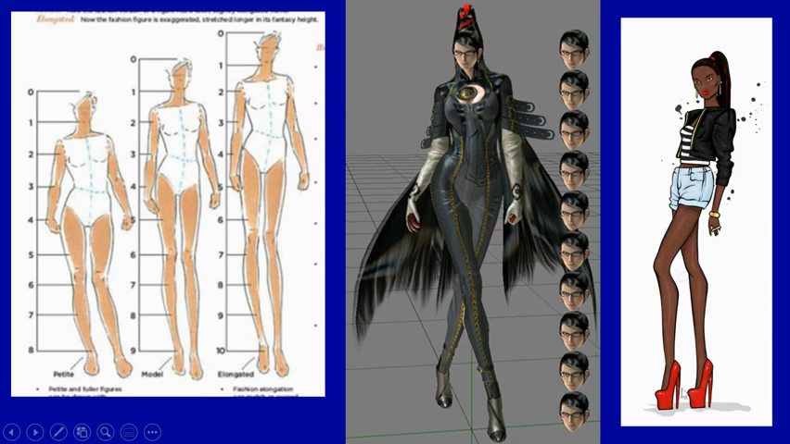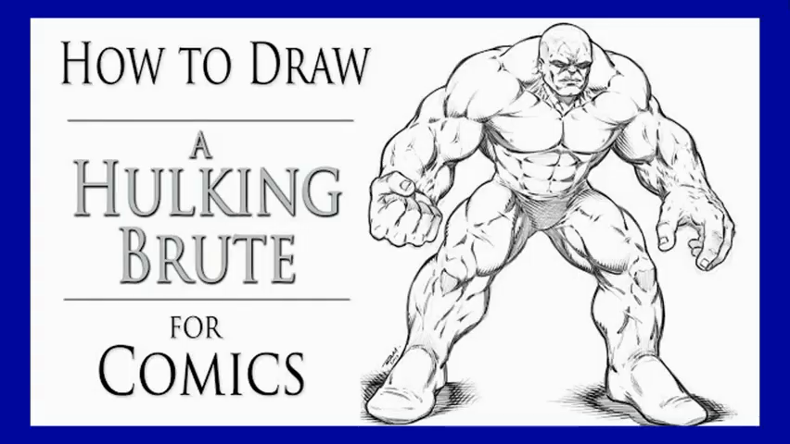And I think the figure over here on the far right is 10 heads tall. 1, 2, 3, 4, 5, 6, 7, 8, 9, 10. Yeah. And it looks a little bit weird. Her head looks a little bit small. And that's just to make her look extra tall. And then when you draw a hulking figure, they usually tend to have a small head. So they'll be 9 or 10 heads tall.